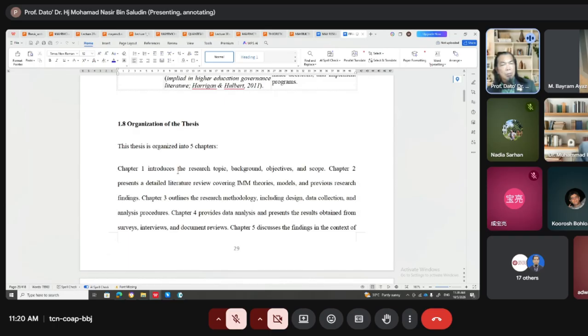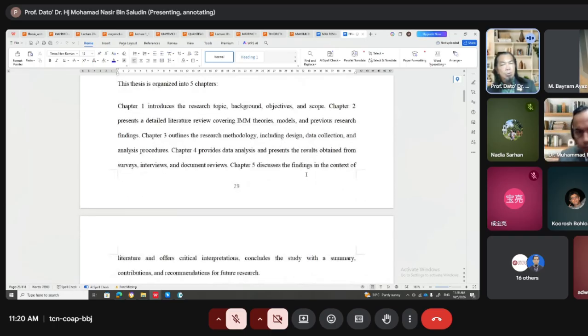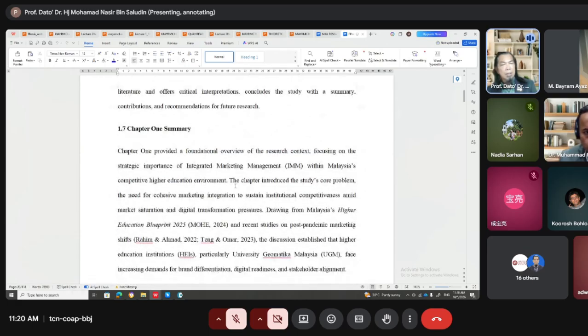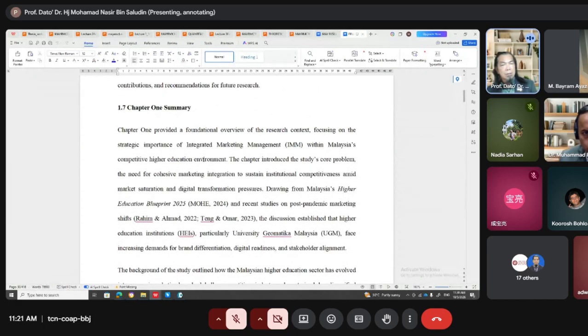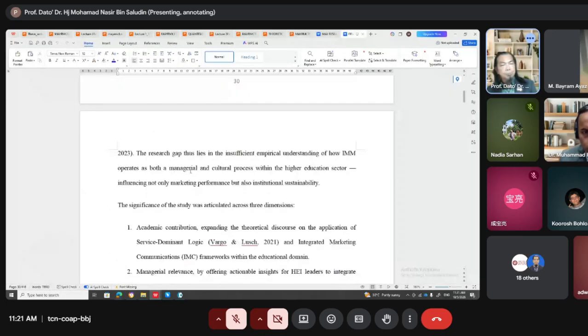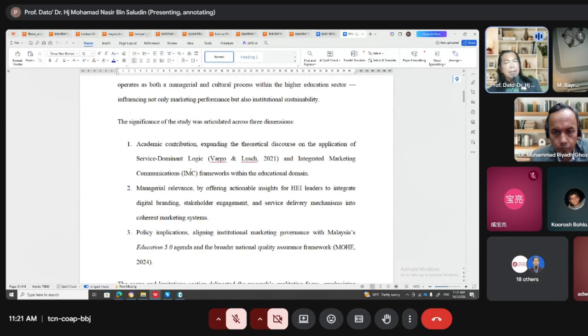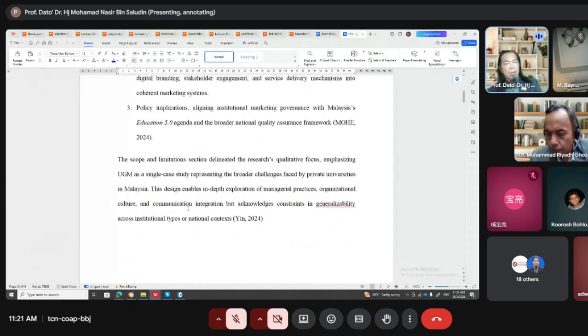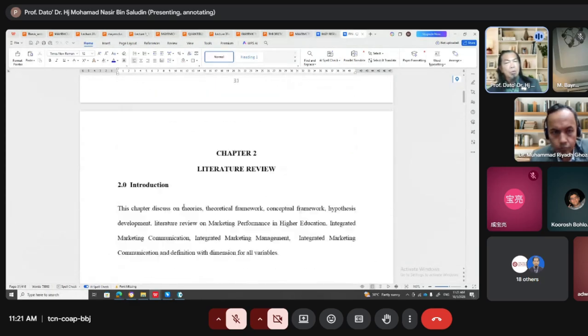Then for the organization of chapters, what do you discuss? Chapter one introduces this topic: background, objectives, scope. And then chapter two, chapter three, and then a summary of these chapters, a summary of the chapters, problem statement also. And then significance also. You repeat again. Then go to chapter two. That is what I want to show you. Chapter two is very important because research begins in chapter two.